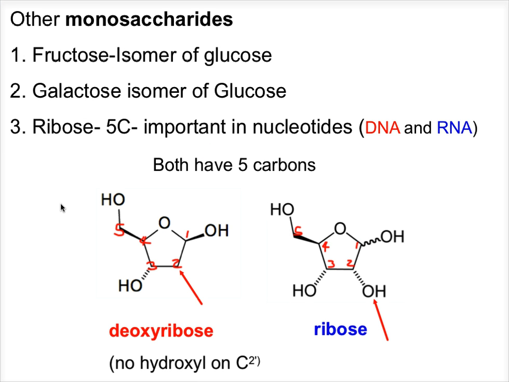Other important monosaccharides are your riboses. Riboses are 5 carbon molecules important in your nucleotides, DNA and RNA. They both have 5 carbons, and if you have a look, the big difference is that on carbon number 2 in DNA there is no hydroxyl group, whereas in RNA, the ribose sugar, there is still a hydroxyl group.